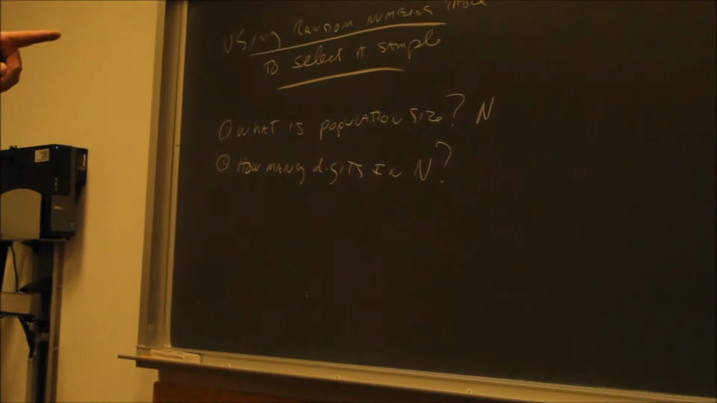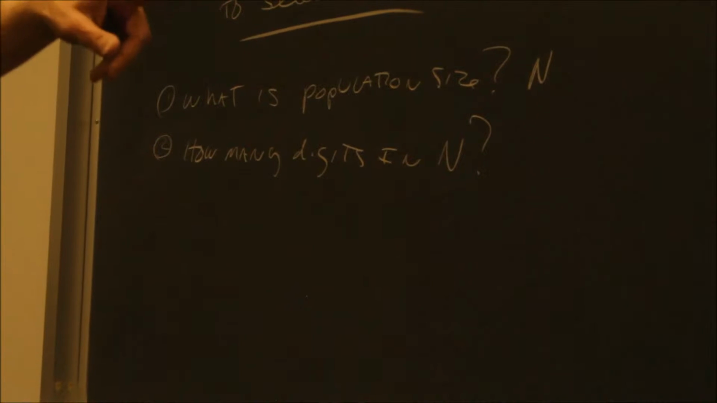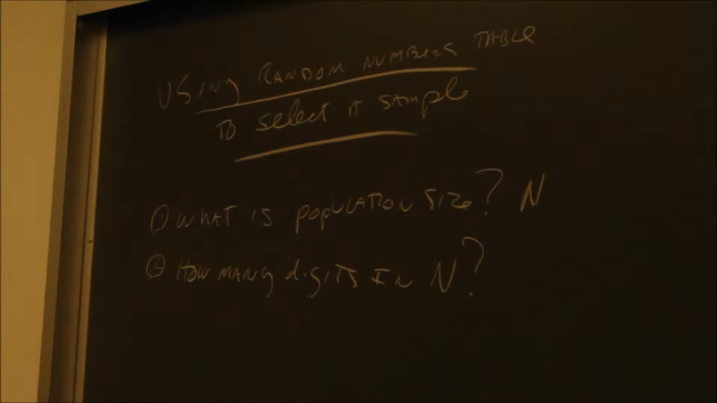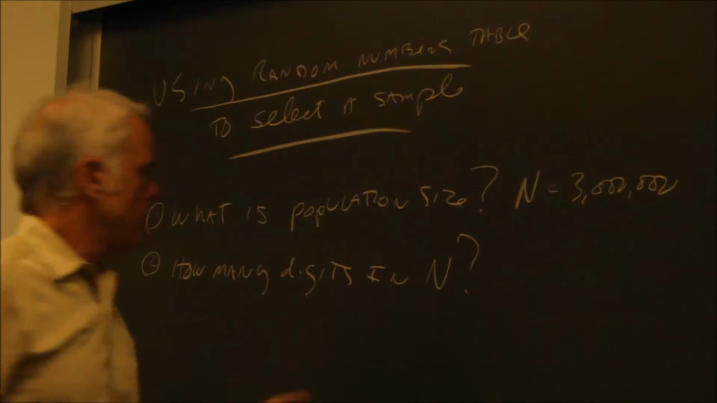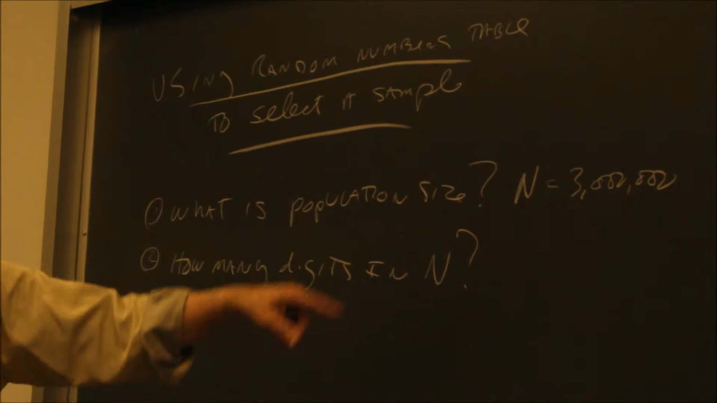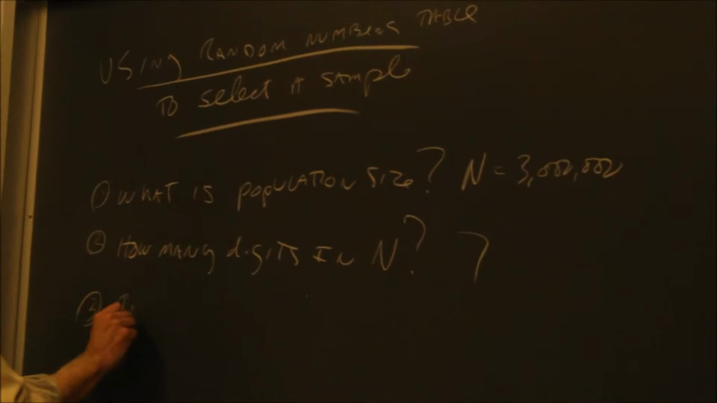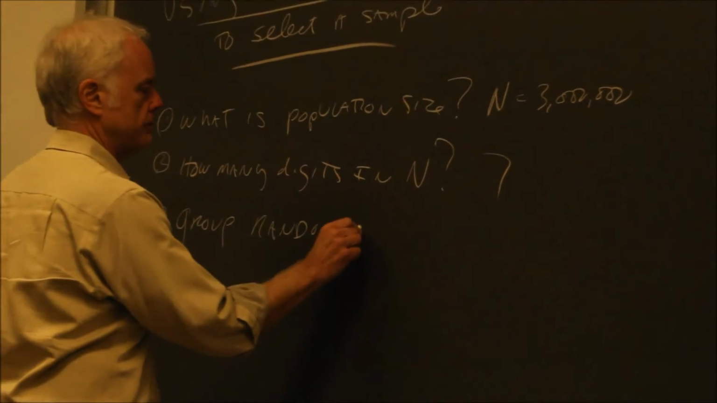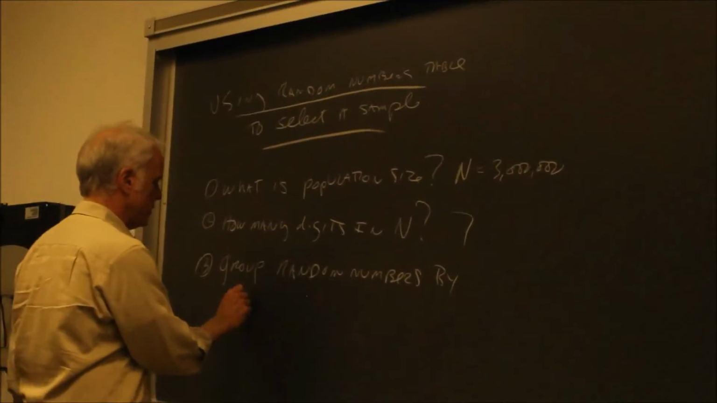So let's go back to the example over here. What's the population size? Because we're going to use this data set over here, this population, to take a random sample in a minute. But in regards to New York City commuters, how many? What's the population size? 3 million. Okay, so we got 3 million. How many digits are in that number? 7. The third thing is to group random numbers by number of digits in n. Oh, I should tell you what page it's on.